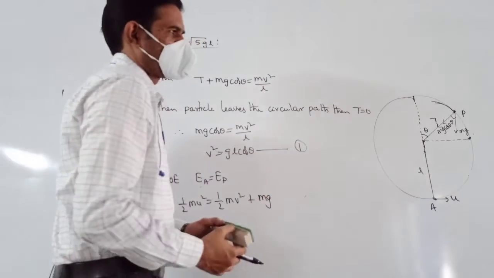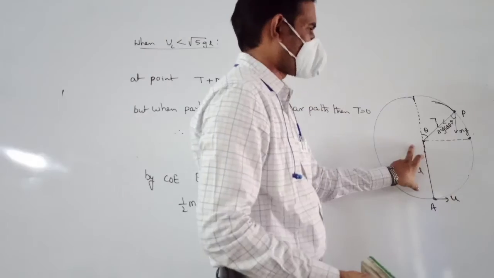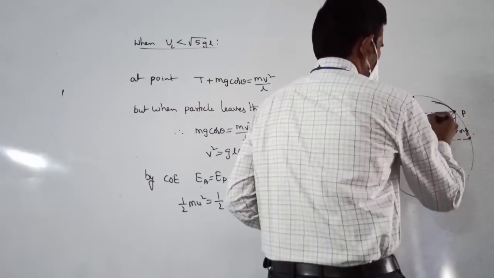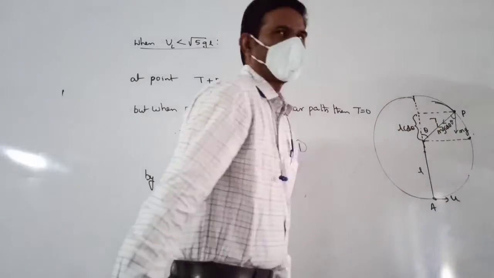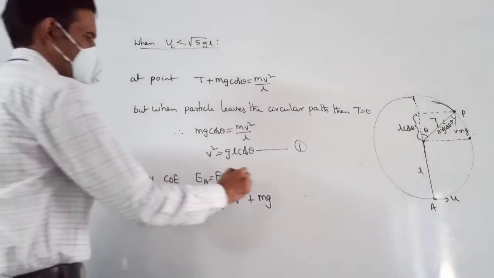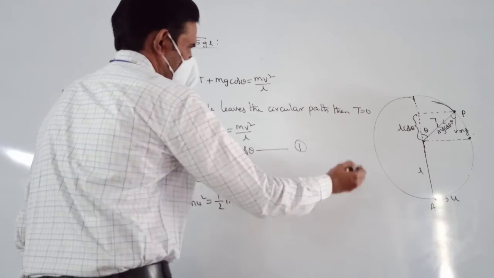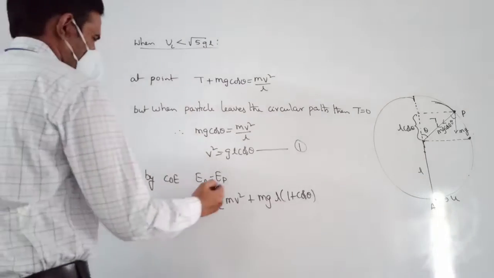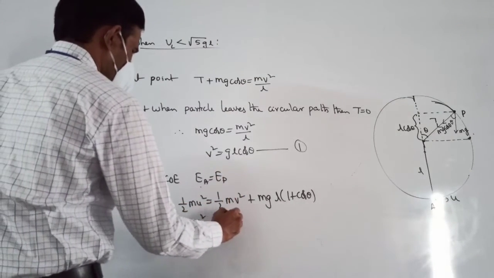And then this additional height on this side you can write as L cos theta. And so the total height we can write as L of 1 plus cos theta. That means L plus L cos theta, the total height. And so now you can write this as u square is equal to v square plus 2gL of 1 plus cos theta. This is our equation 2.